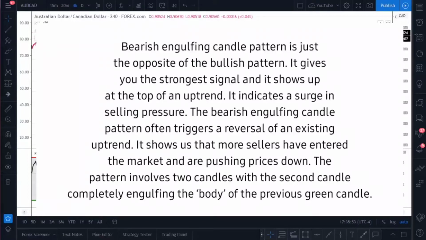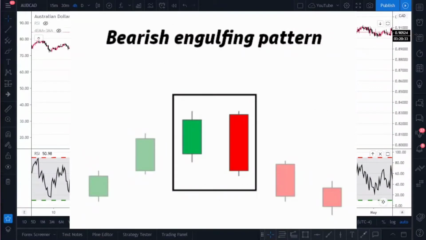Now, the pattern involves two candles. As always, it will always be two candles with the second candle completely engulfing the body of the previous green candle. And I'll show you an example. Now, in this example, you see the green candles going up. It's a small buy candle followed by a larger sell candle. The larger sell candle completely engulfs the green candle.